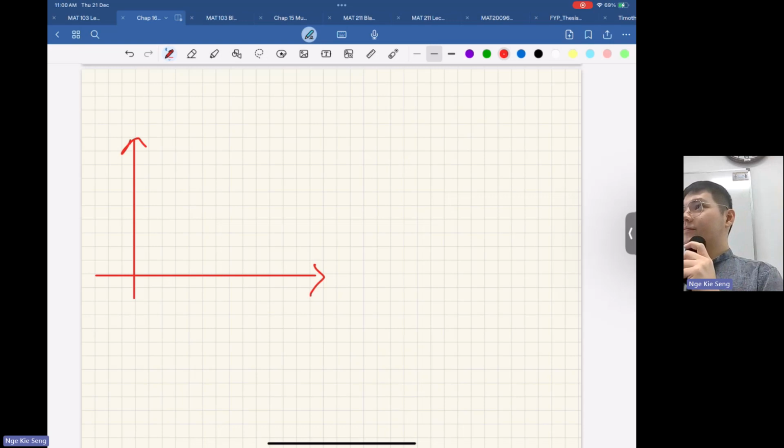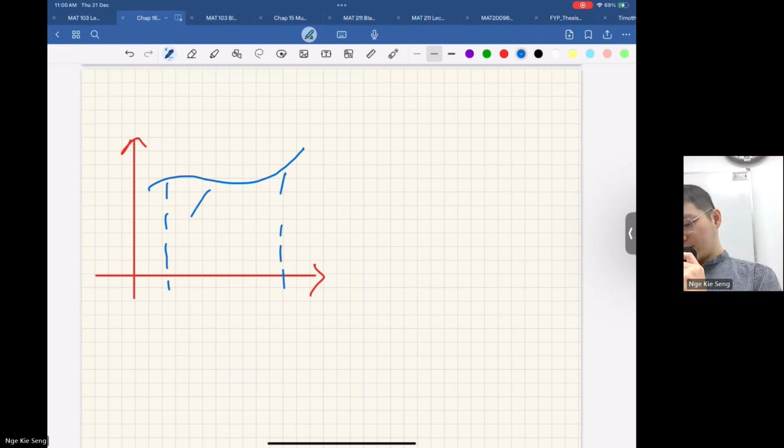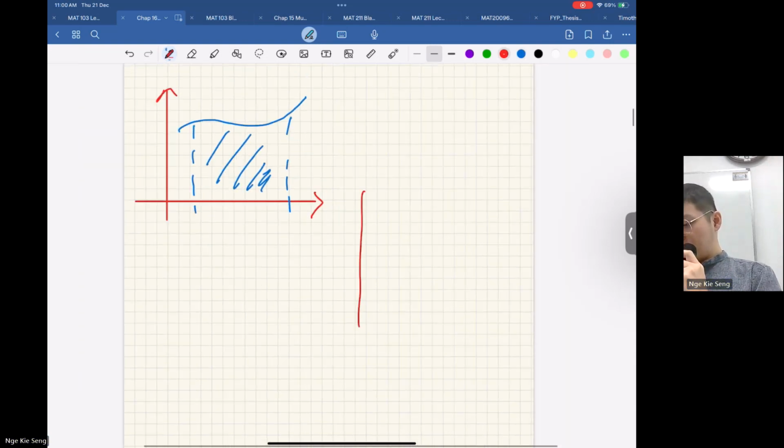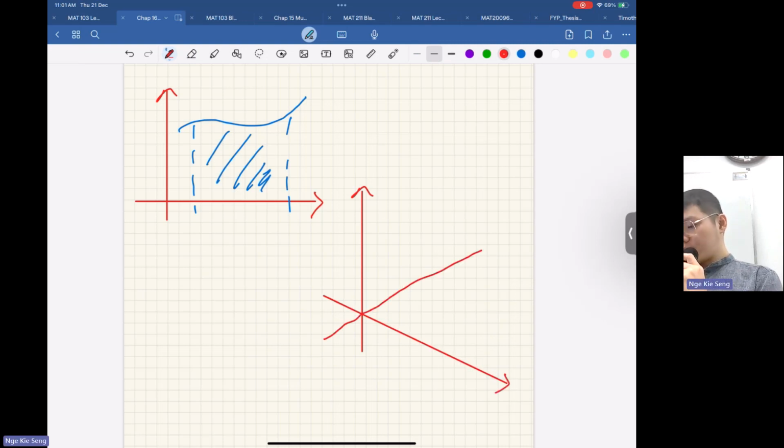Okay, let's continue. So again, from your calculus one, we can compute the area under the curve like this. What if I extend the dimension? I extend an extra dimension on my domain, and then I let my curve run in the R3 dimension.